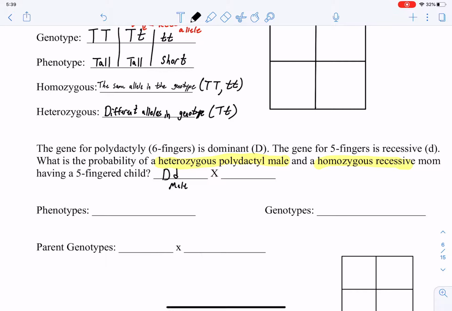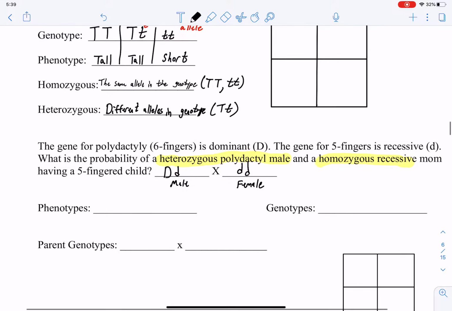And then the female is homozygous recessive. So homozygous is telling us that both of the alleles are the same. Recessive is telling us that both of them are lowercase. Oops, and that should be little d, little d. Our phenotype options, that's the physical trait, we can either have 6 fingers, or we could have 5 fingers.